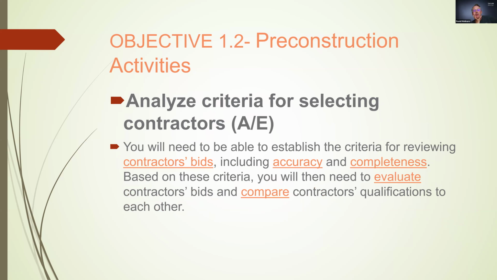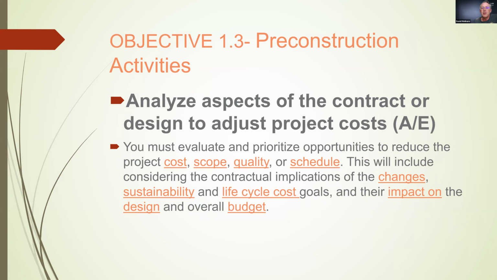The second objective is about contractor bids, right? Accuracy and completeness, and then helping the owners to look at these bids and compare. While the final objective has to do with the project cost and how we look at those elements.